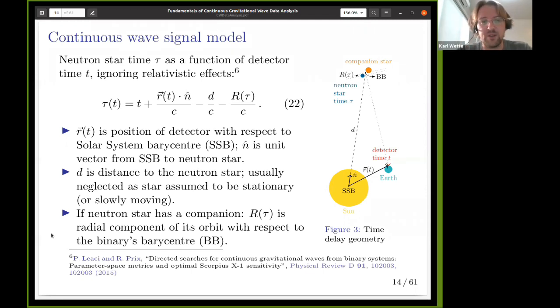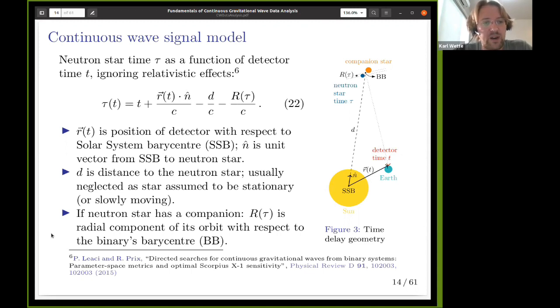The Earth is rotating on a daily cycle, and it's orbiting around the sun. So as the detector moves around, it's at times going directly towards the source and sometimes directly away from the source. So we get Doppler modulation of the signal. So that term there, the Romer delay, that second term is what accounts for that.